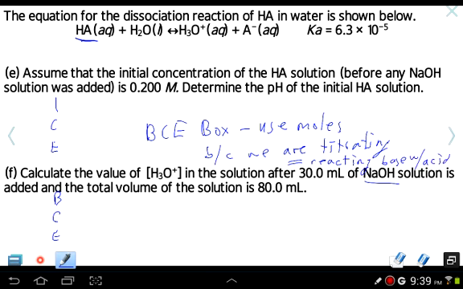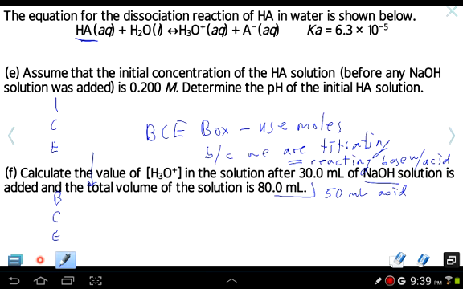And anytime you do a reaction, you have to do it on the basis of moles, because that's what the balanced equation shows. So let's find out first how much we begin with of the acid. Looks like the total volume is 80 milliliters. 30 mL of the sodium hydroxide was added, which means we have 50 milliliters of acid.